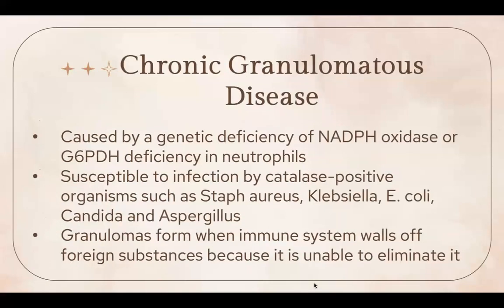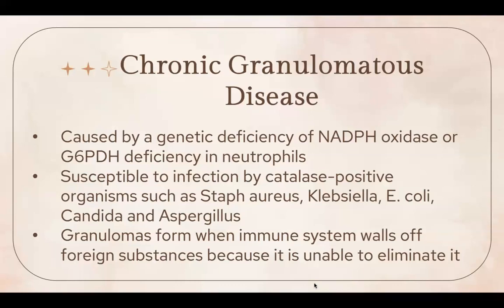Now, one of the most important diseases related to free radical production is chronic granulomatous disease, or CGD. This is a very important disease for anyone who's interested in taking the Step 1 exam. So you might want to really study this one very well, maybe from First Aid or something like that, because this disease is commonly questioned. It's basically caused by a genetic deficiency of NADPH oxidase, or G6PD-H deficiency in neutrophils.